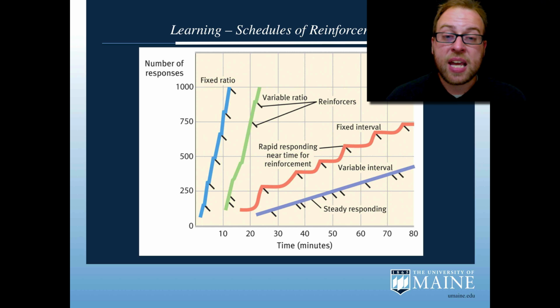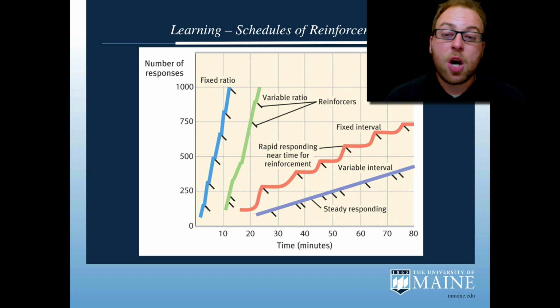This is an example of the 4 different schedules of reinforcement described in your text. We'll begin by talking about ratio schedules of reinforcement. When animals are acquiring a behavior, most of the time we put them on a continuous reinforcement schedule. That is, every time the animal does the behavior that we want them to do, they get reinforced for that, because we want to acquire that behavior as quickly as possible.